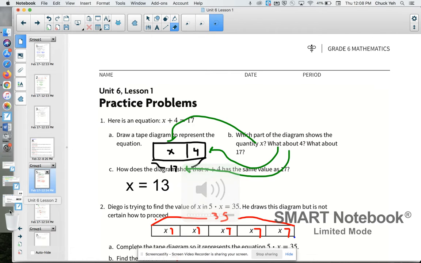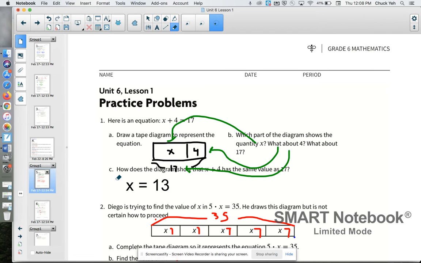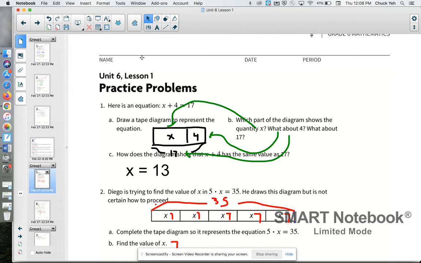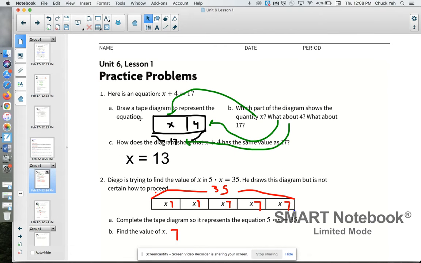Today is February 25th. I'm going to go over the homework from yesterday. Lesson 1 practice problem. This is how you draw the tape diagram for 1A. On B, all you need to do is just show which part of the diagram shows X. So I put an arrow here.